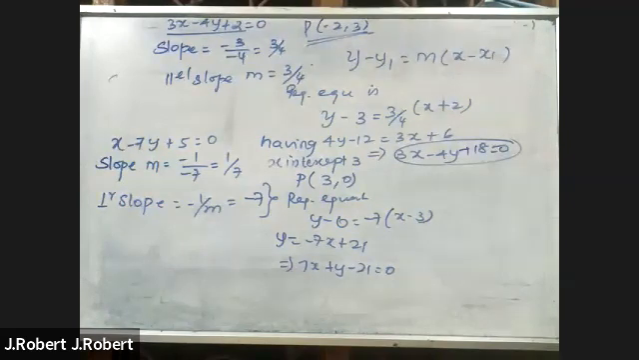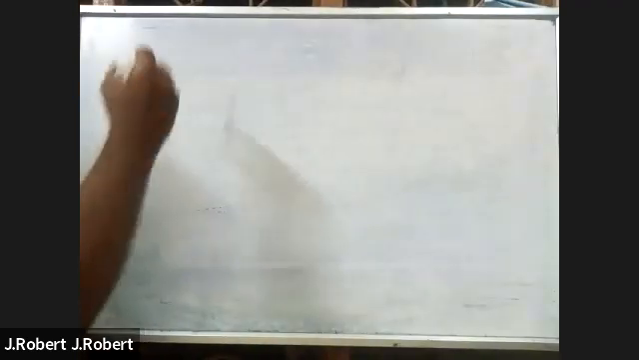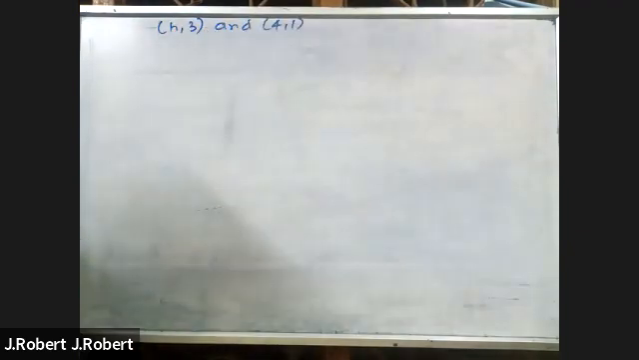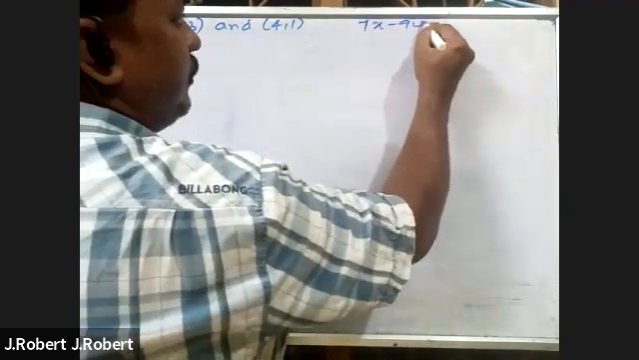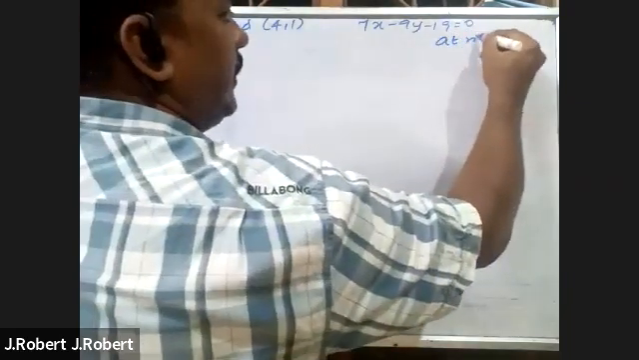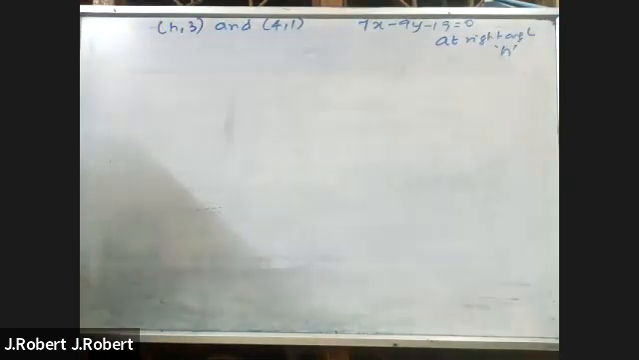Next problem. The line passing through the points h comma 3 and 4 comma 1 intersects the line 7x minus 9y minus 19 equal to 0 at right angle. Then find the value of h.